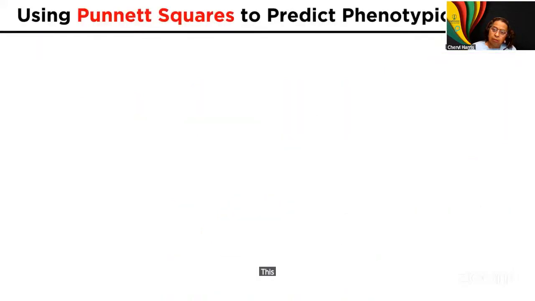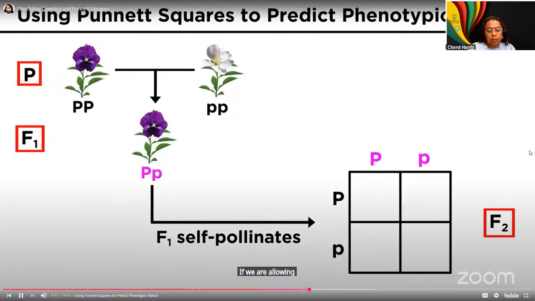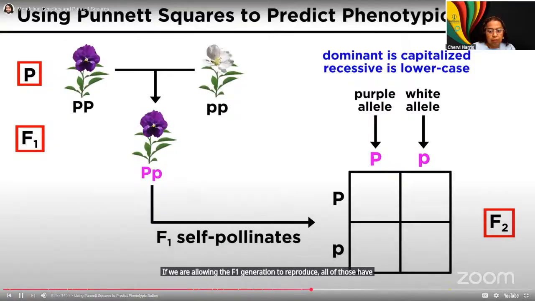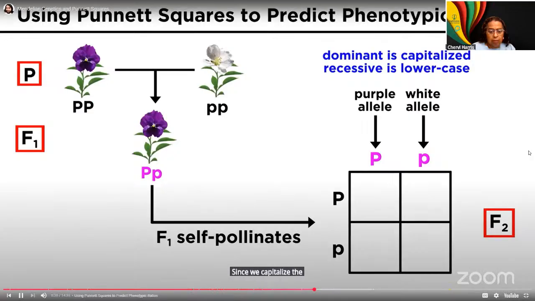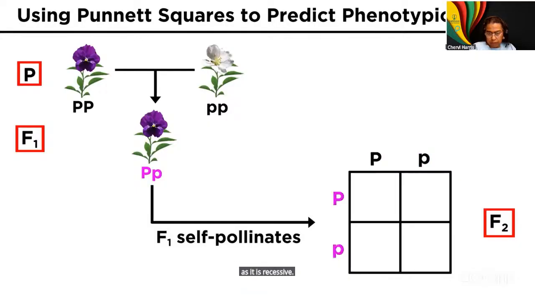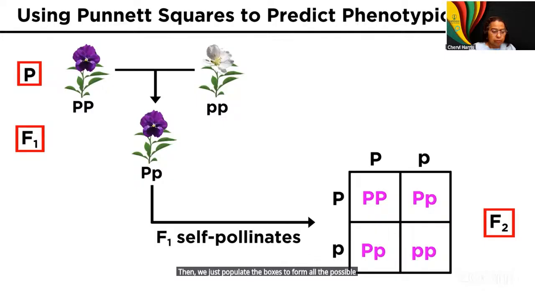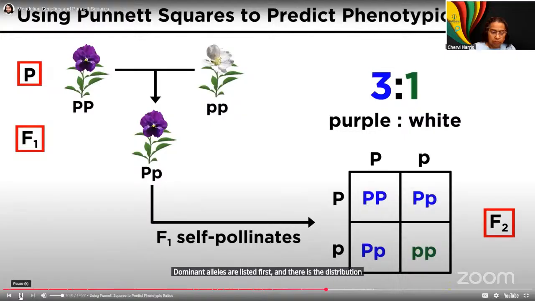This kind of logic can be displayed using Punnett squares. For these, we make a grid, and along the top boxes, we place the alleles for one plant. If we are allowing the F1 generation to reproduce, all of those have one purple allele, which we can symbolize with a capital P, since we capitalize the dominant allele, and the white allele will be a lowercase p, as it is recessive. The other plant will have its alleles to the left of the boxes. Then we just populate the boxes to form all the possible pairing combinations. Dominant alleles are listed first, and there is the distribution just as we described before.